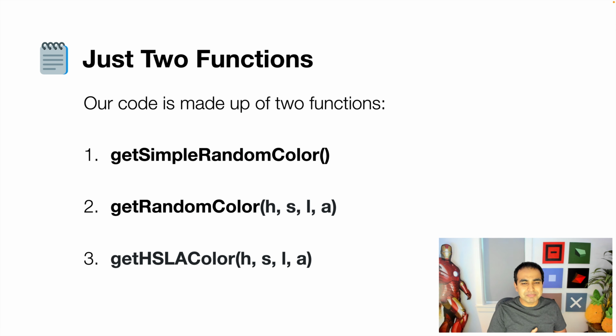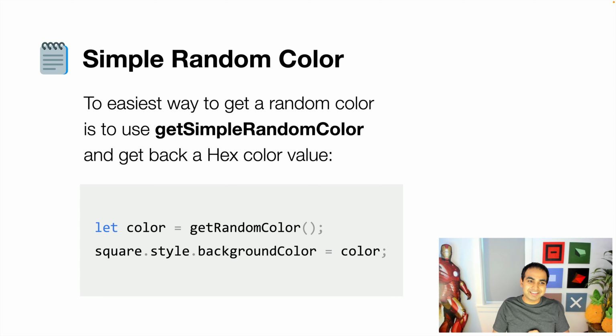And so when we think about our generating random color function, there are two functions. There's three on the screen, but only two functions really for getting a random color. One is getSimpleRandomColor. The other one is getRandomColor, which takes 4 arguments. And the last one's a helper or utility function that just returns an HSLA value for the 4 values we specify. Now, if you're unsure what HSLA stands for and all of those things, don't worry. That's something that I will cover in this video.